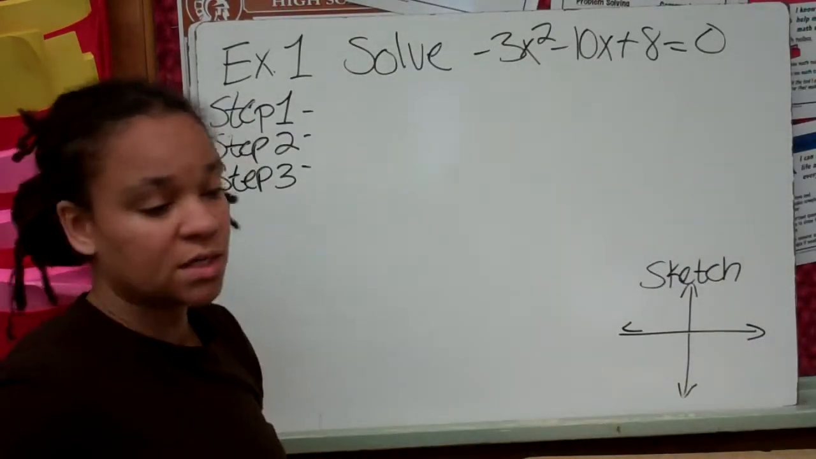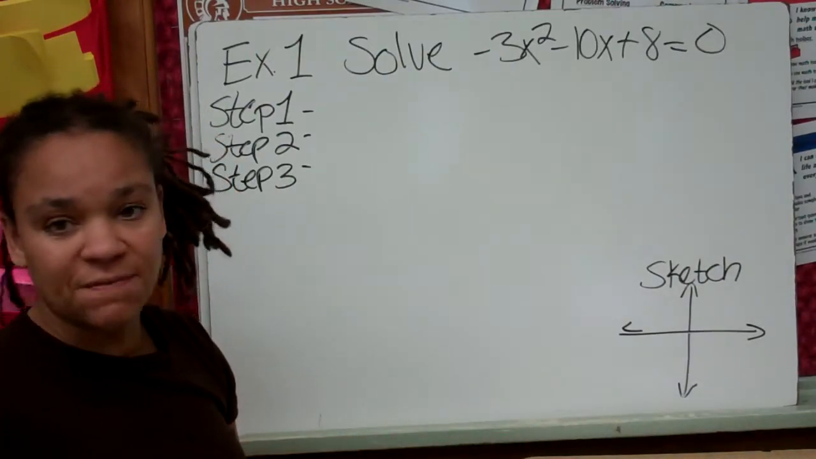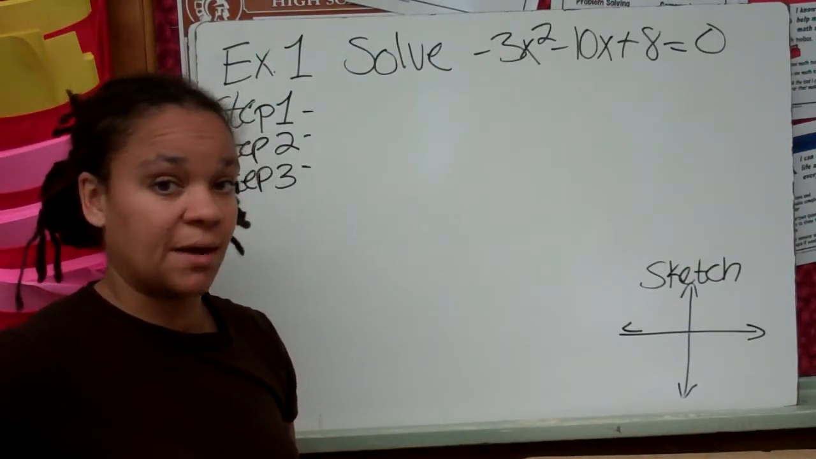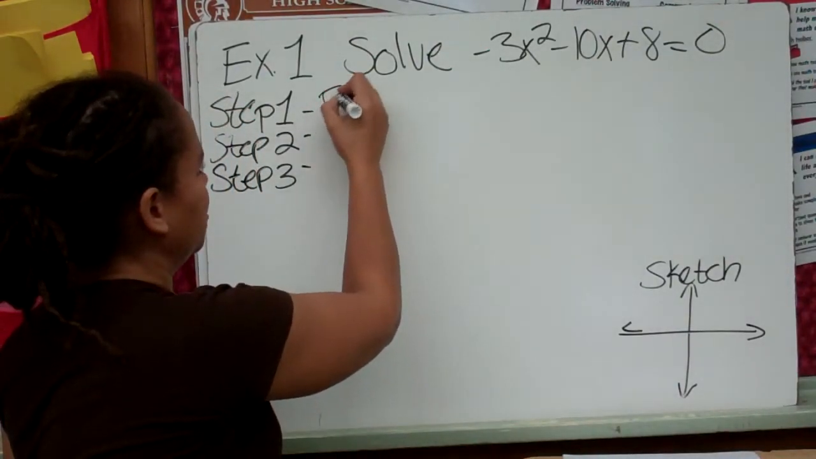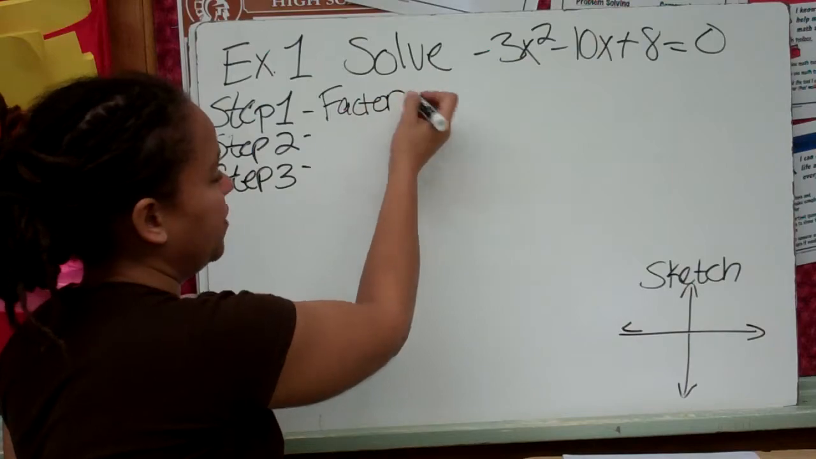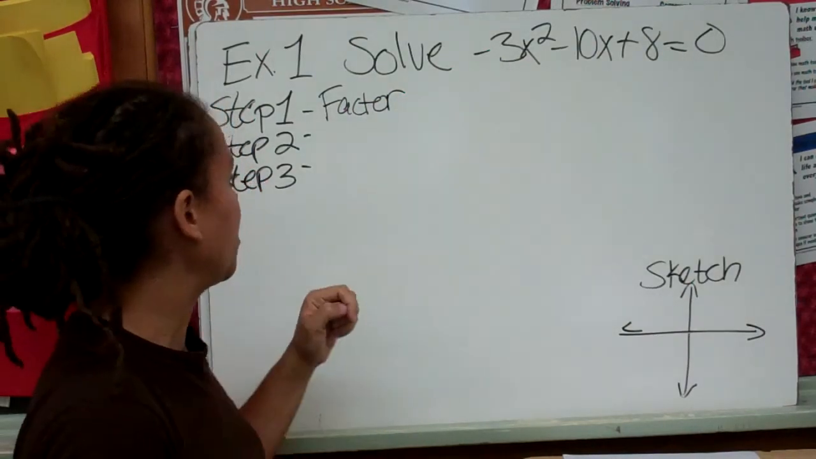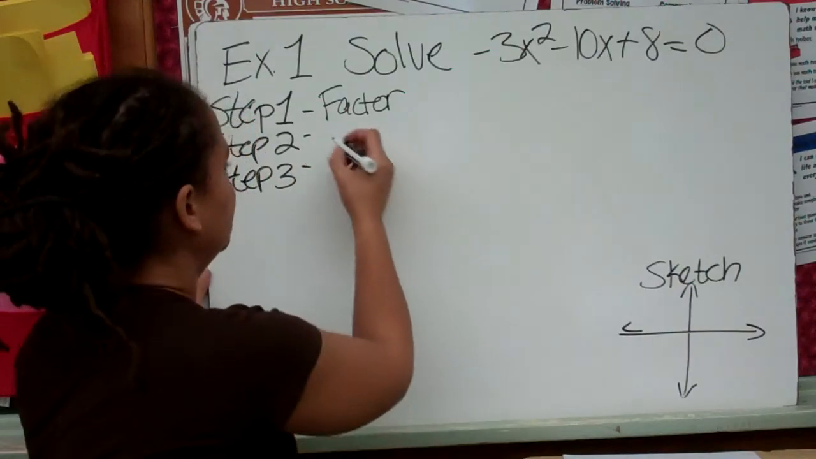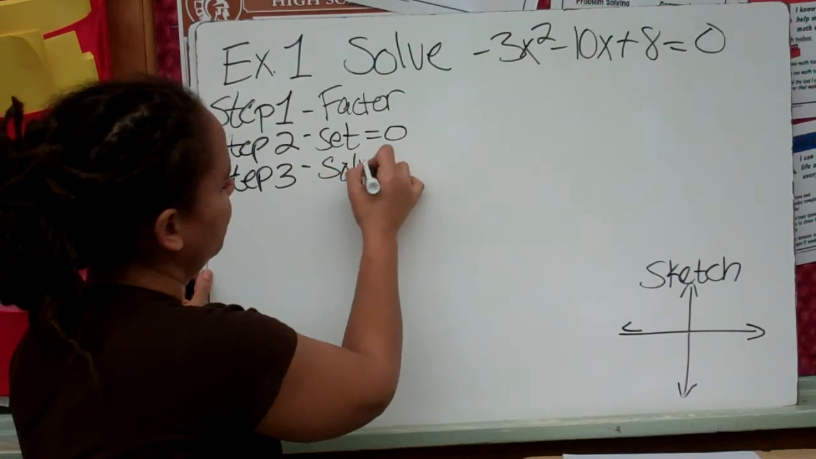Example 1. We're going to solve this quadratic. And the first thing you want to do is factor it. I'm not going to go through the factoring steps because we've already factored it. But first step is to factor. And this is factoring where a is not equal to 1. If you need to review your factoring, that's where you would go back to. Step 2, we're going to set each equal to 0. And step 3, we're going to solve.